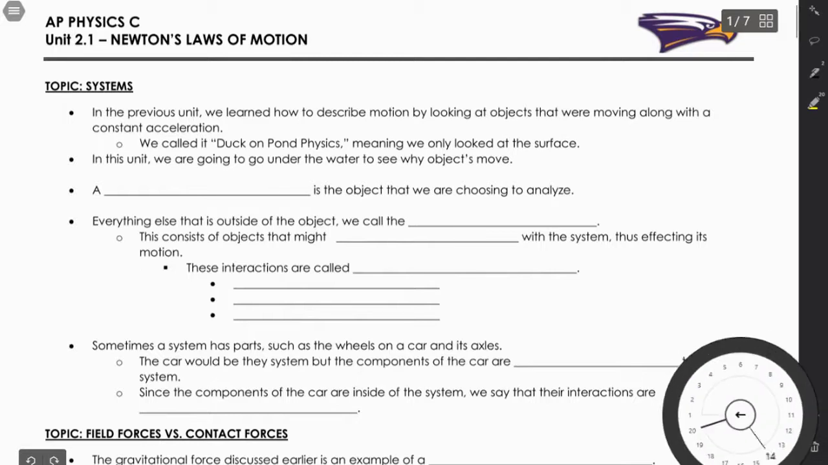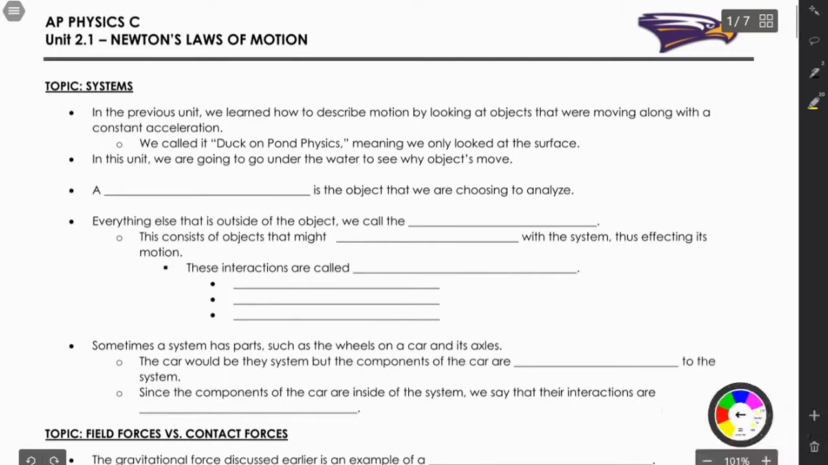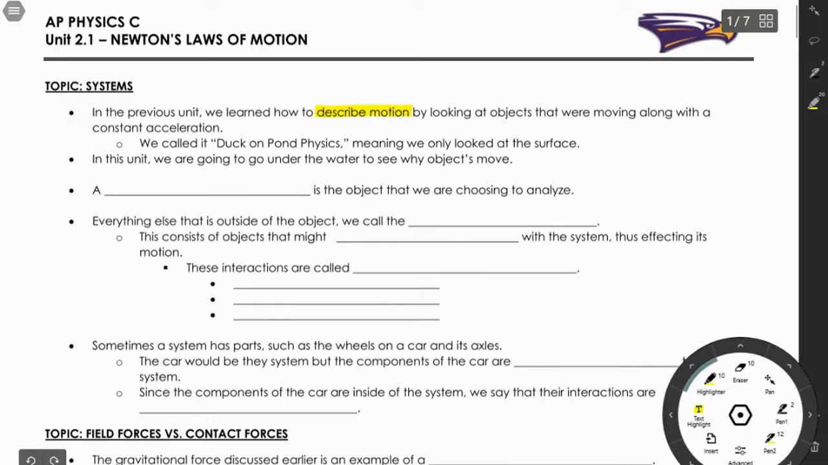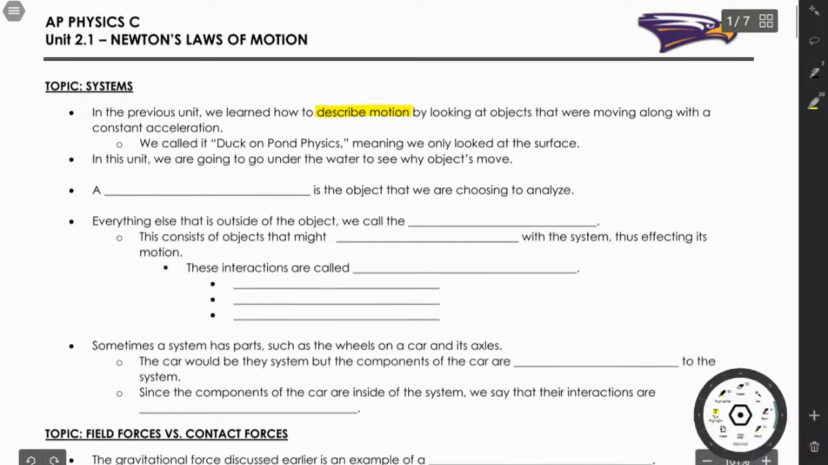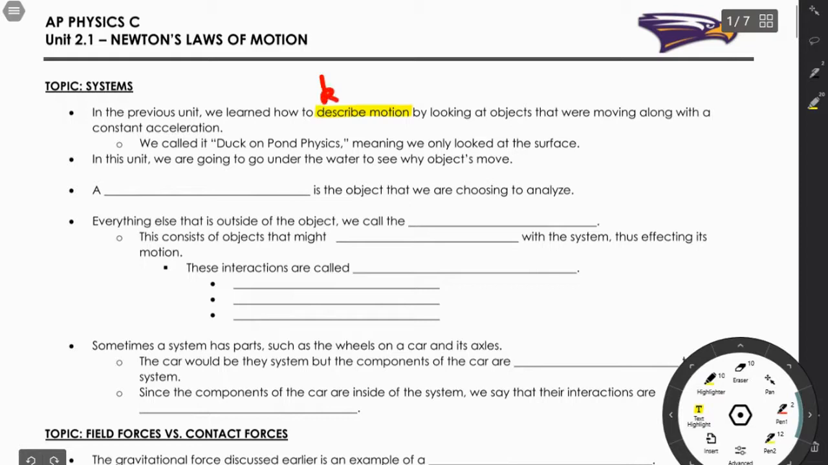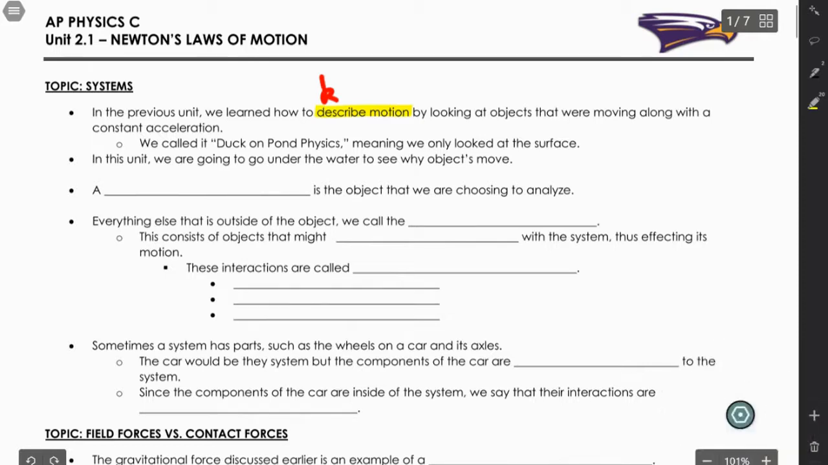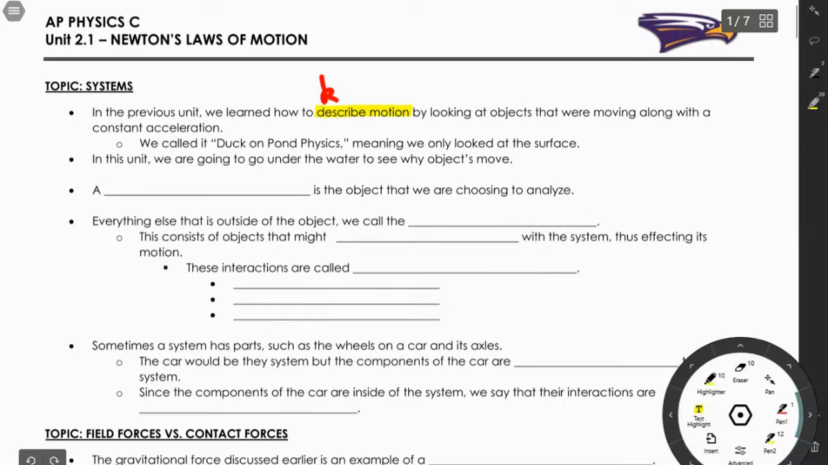Let me just change this setting real quick. Okay, so kinematics is really our descriptor. So how fast an object is moving, how far does it travel? Let me change this setting. So kinematics is our descriptor. It's how we describe how fast, how far, how long.